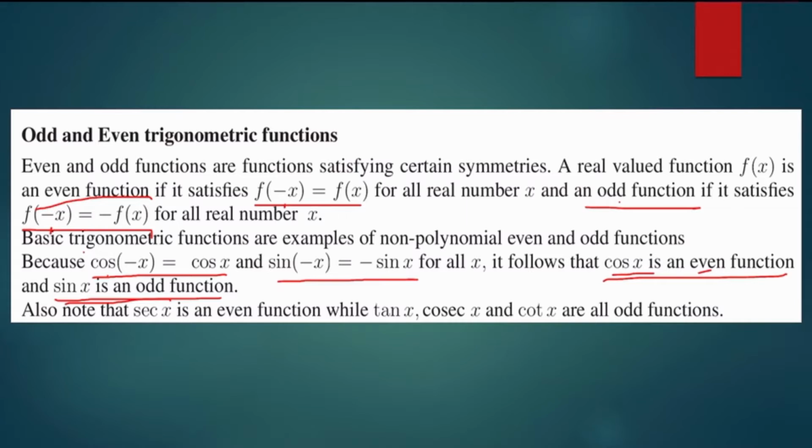Also, since cos is an even function, its inverse, secant, is also an even function. But all the other ratios, tan, cosecant and cot, are odd functions. So cos and secant are even functions, and all the other functions such as sine, cosecant, tan and cot are odd functions. Remember that.